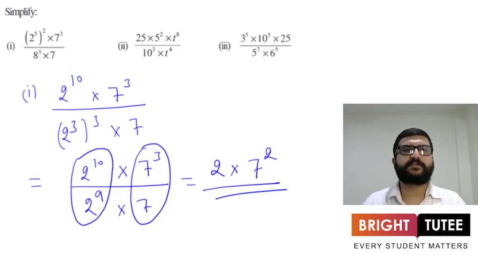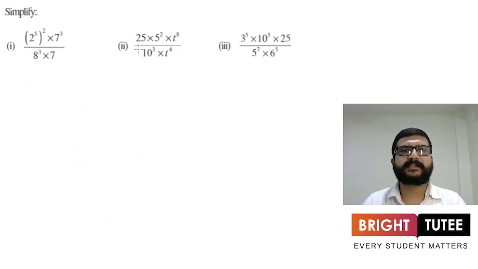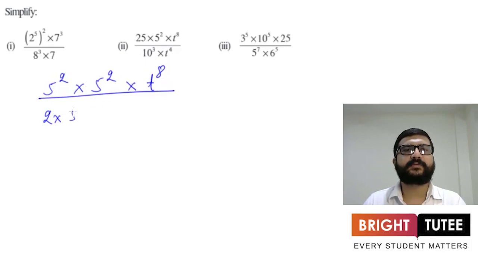Now let's move to the second one. Here it is 25 into 5 square into t to the power 8 divided by 10 to the power 3 into t to the power 4. So 25, this can be written as 5 to the power 2 into 5 to the power 2 into t to the power 8. Now this is divided by 10 to the power 3, and 10 can be written as 2 into 5. So this will be 2 into 5 to the power 3 into t to the power 4.